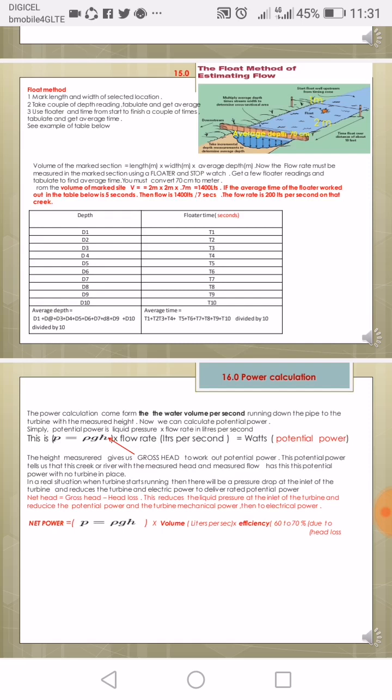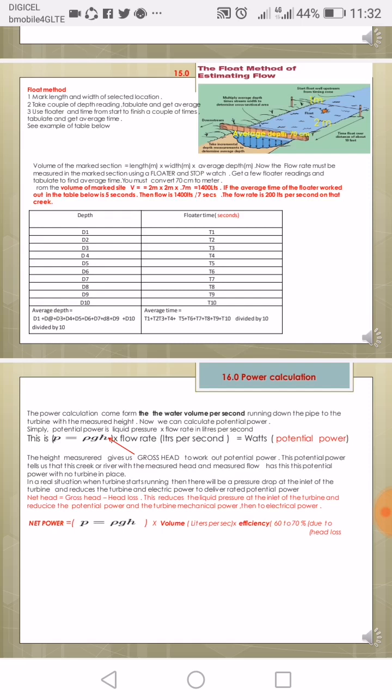1,000 liters equals 1 cubic meter. 1 cubic meter is 1 meter by 1 meter by 1 meter. Okay, for example, width equals 1 meter, length equals 2 meters, and the average depth is 70 centimeters. You must convert 70 centimeters to meters, which is 0.7 meter.